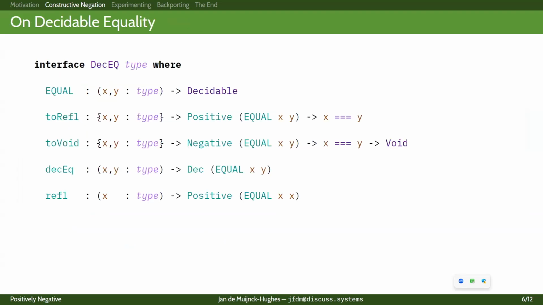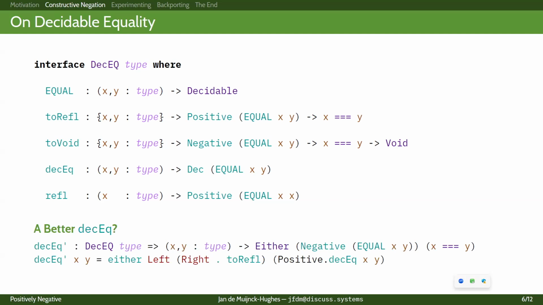Let's see. I want to talk about decidable equality because I think that's quite important. If you're doing any sort of proving or engineering, you want to say, are two things equal? Now, in Idris 2, we use an interface for this, but I've got two.